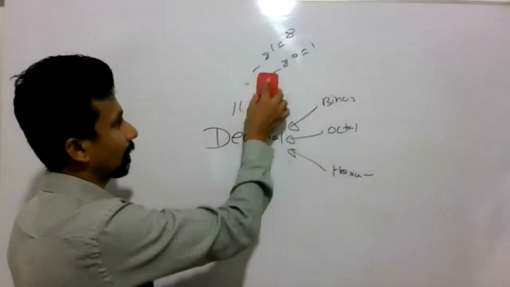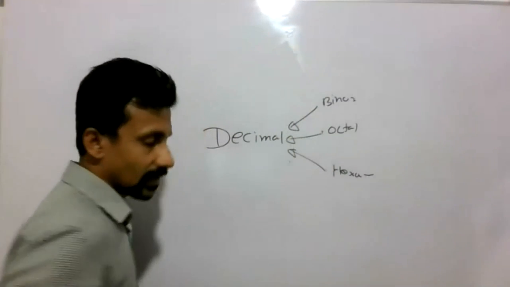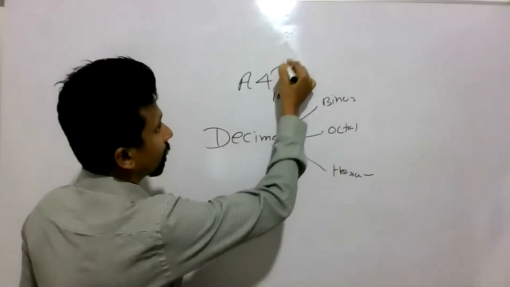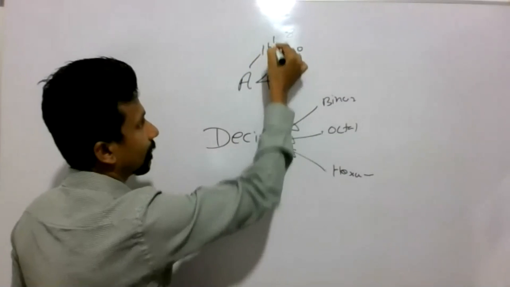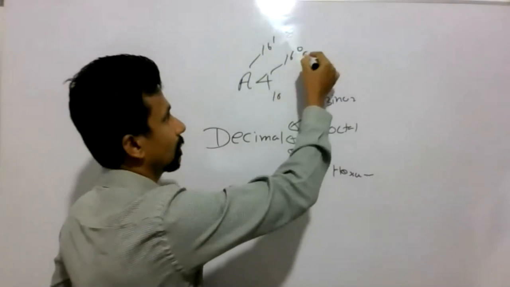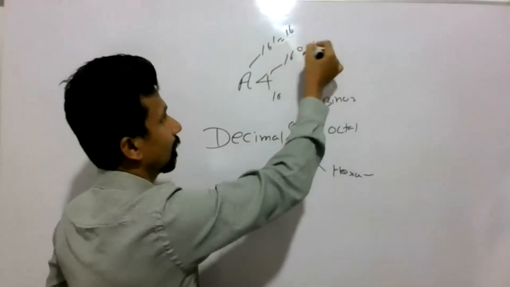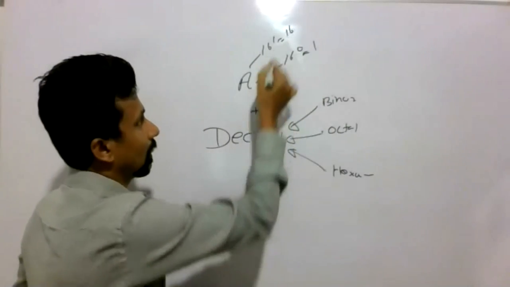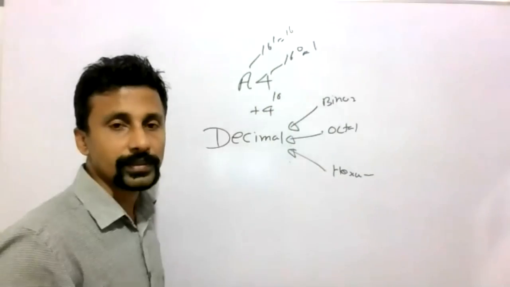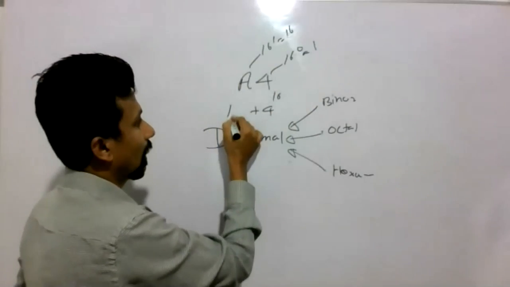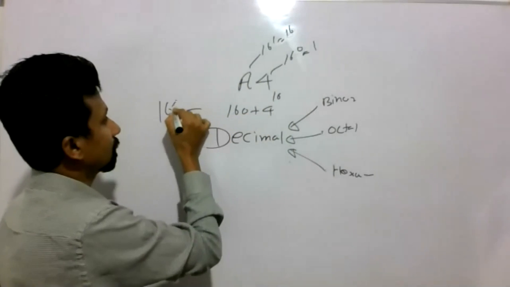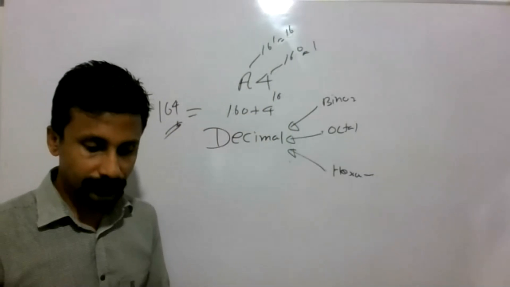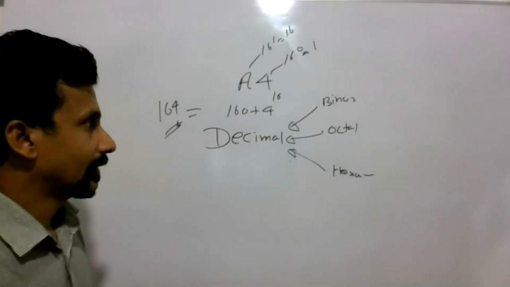If you take hexadecimal, say A4, 16 power 0, 16 power 1, right? Power 0 is always 1. So 1 into 4, you have to put 4. 16 into A means what? A is 10. So 16 into 10, 160. Altogether, 164 is the answer. So this is the basic way of converting numbers.